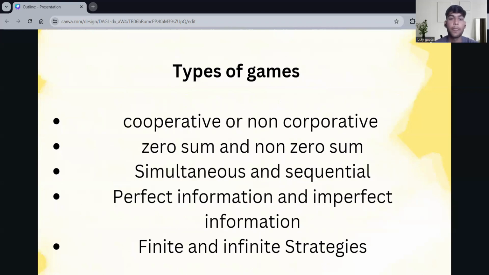Next, what are the types of games? These are the major types of games in game theory: cooperative or non-cooperative, zero-sum and non-zero-sum, which we will discuss in detail. Simultaneous and sequential. Perfect information and imperfect information: with perfect information you know what your opponent is going to do, and with imperfect information you are not sure. And finite and infinite strategies.